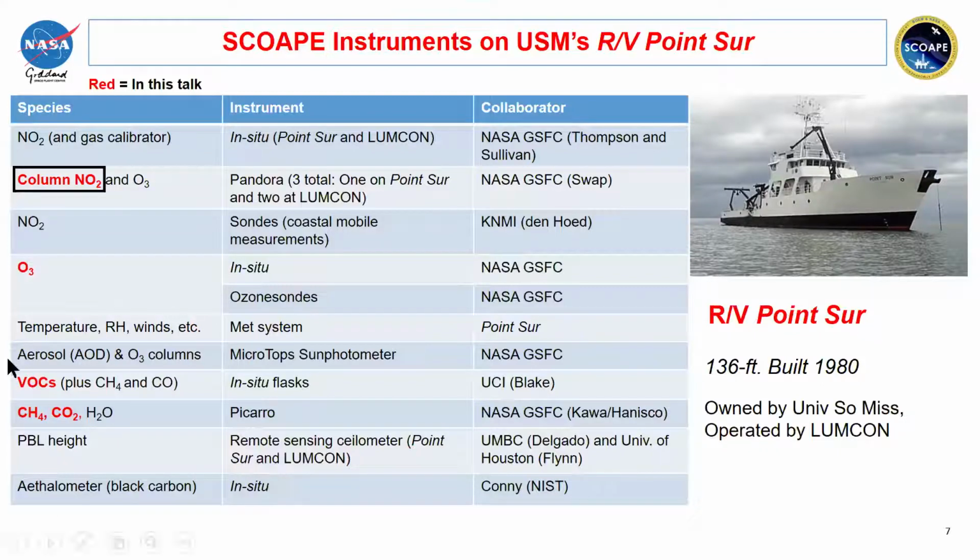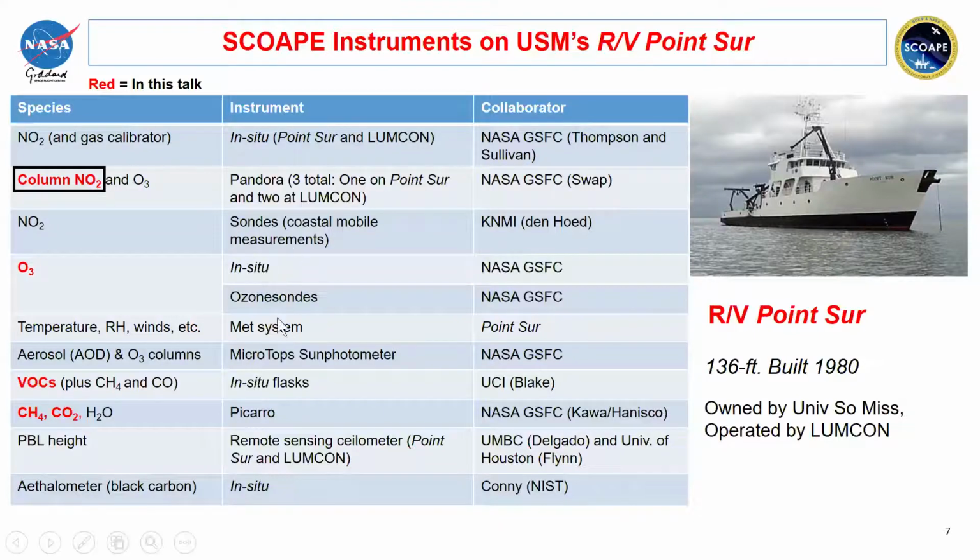But we did have very important flasks from Don Blake's group at UCI that we exposed. We had more than 24 flasks for VOCs. They also were a reference for methane, and in the flask sampling we captured carbon monoxide. For NO2, we had in situ NO2 and a gas calibrator to make sure we were getting very accurate information on the cruise. In total, I'll show you later, we deployed 3 Pandoras, 2 of them at LUMCON before the cruise, and then 1 came on the ship.